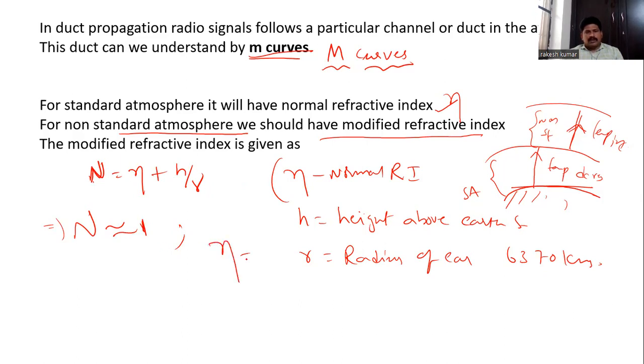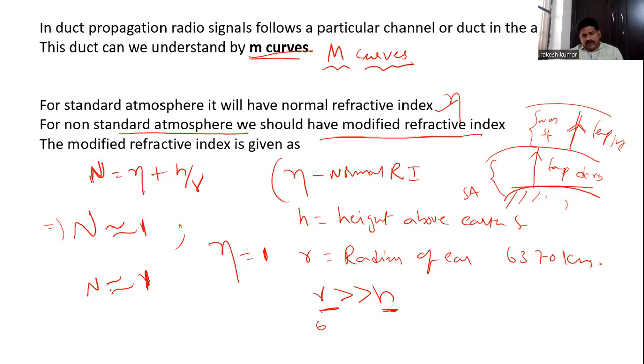For air, the refractive index is 1. And R is very much greater than h, almost 6,000 kilometers, but the height of the antenna will be less than 1 kilometer. So in that case, the value of N is almost equal to 1.